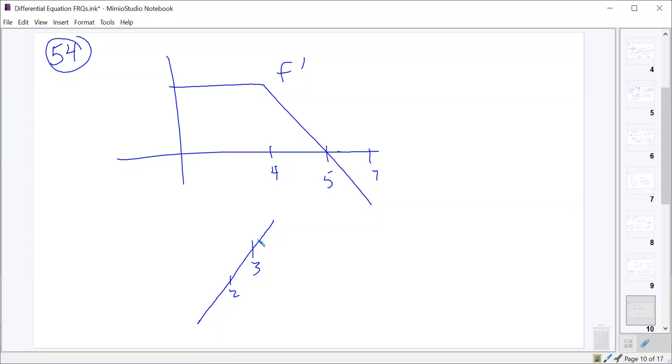Everybody feel okay about that with 54? Yep. All right. And the last one that I have on any list here that people have asked for should be number 60.